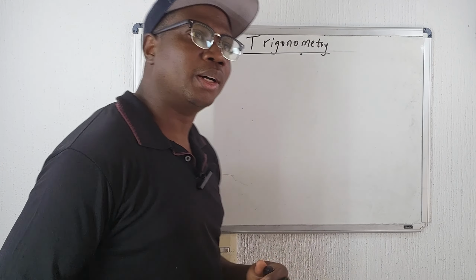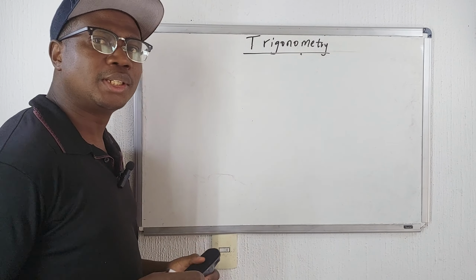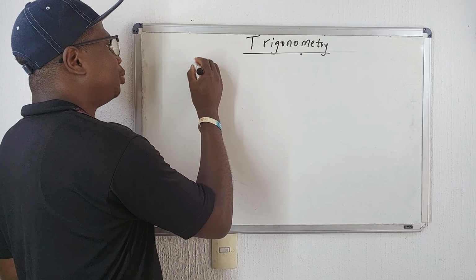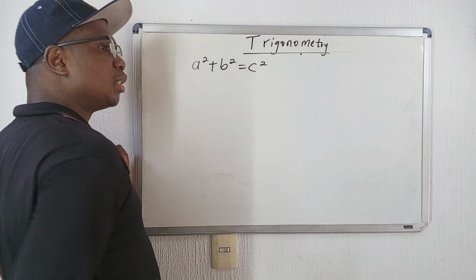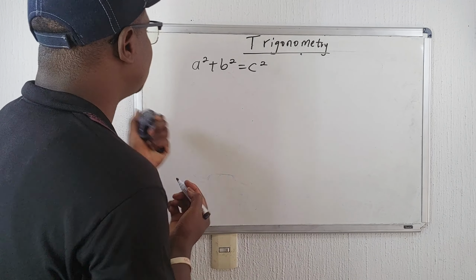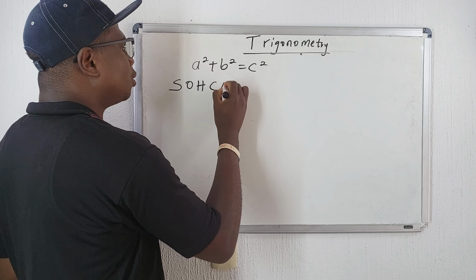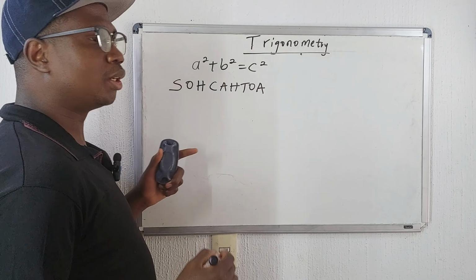We're going to continue on our trigonometry. Now, in our last video, we were able to prove the formula a squared plus b squared equals what? C squared. Now, there is something we call ratios of trigonometry.